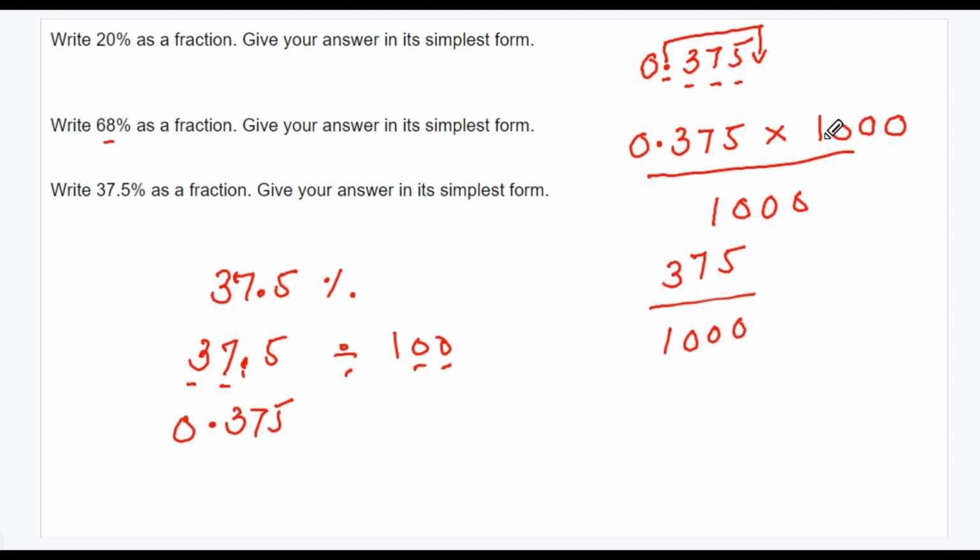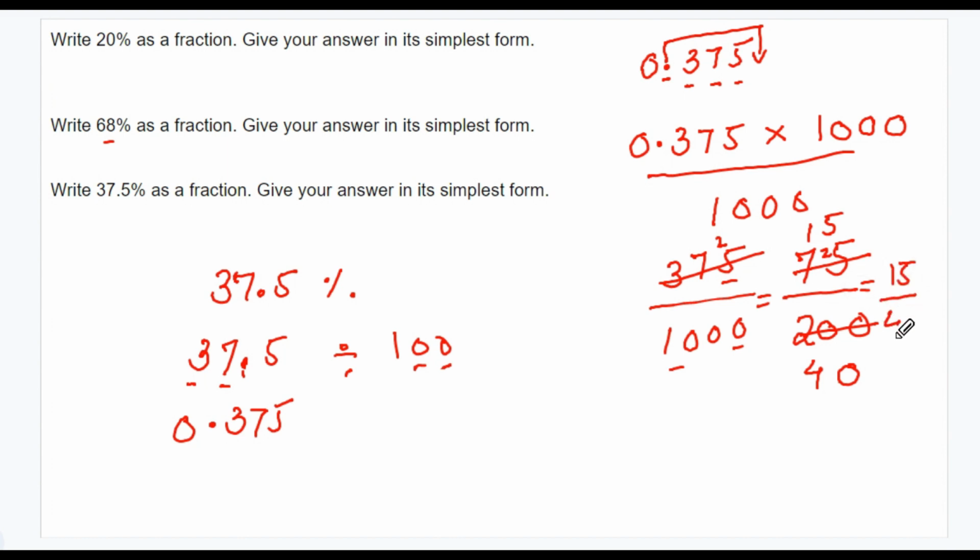Okay, now we need to simplify. It has 5 at the end and 0 at the end, so we can divide it by 5. 5 times 7 is 35 and 5 times 5 is 25. Here we have 5 times 2 is 10, and the last zeros are written as it is. Again we can divide it by 5. 5 times 1 is 5 and 5 times 5 is 25. 5 times 4 is 20 and 0 here. Now we are left with 15 over 40.